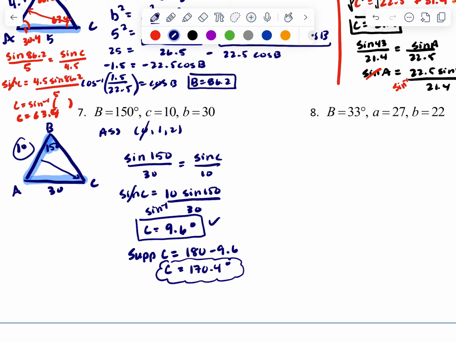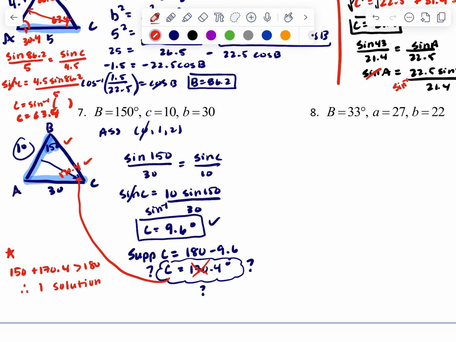Now the question is, you guys, the first angle C totally worked. This one's good to go. But this is the question mark. I don't know if this is actually possible. So what I'm going to do is take that and plug it into here and see if it actually works. If this is 170.4, could that be a triangle? No, because this angle and this angle are bigger than 180 when you add them up. So to justify this, I want you to write 150 plus 170.4 is greater than 180, which means this does not work, and therefore you have only one solution. You guys, I need to see this sentence in there to give you some points, okay?